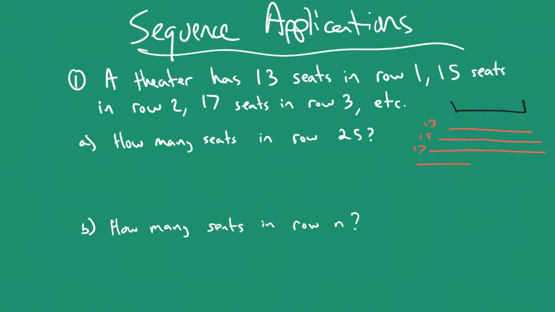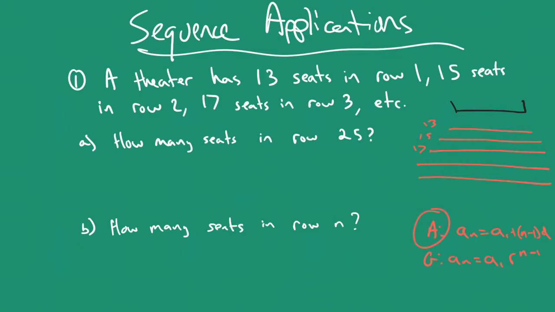Well, it would take a long time to draw this out and continue to add that all up and figure out what that would be. So we want to use one of our sequence formulas. We had two. We had arithmetic, which was a_n equals a_1 plus n minus 1 times d. And we had geometric, which was a_n equals a_1 times r to the n minus 1. So first we have to figure out which kind this is. And if you notice the pattern, 13, 15, 17, we're adding 2 every time. So this one's definitely arithmetic.